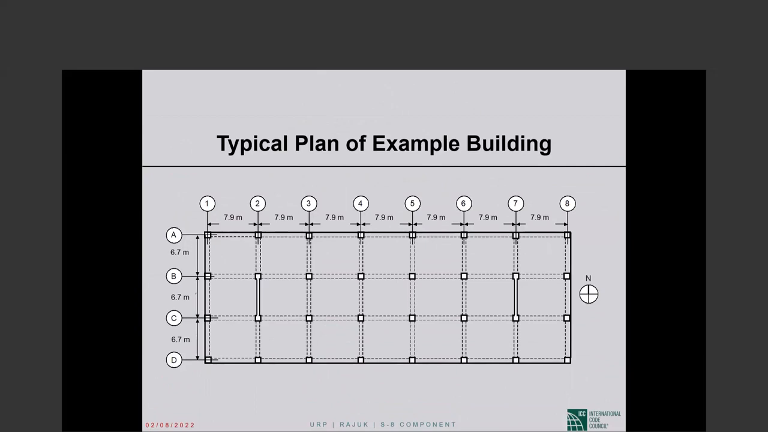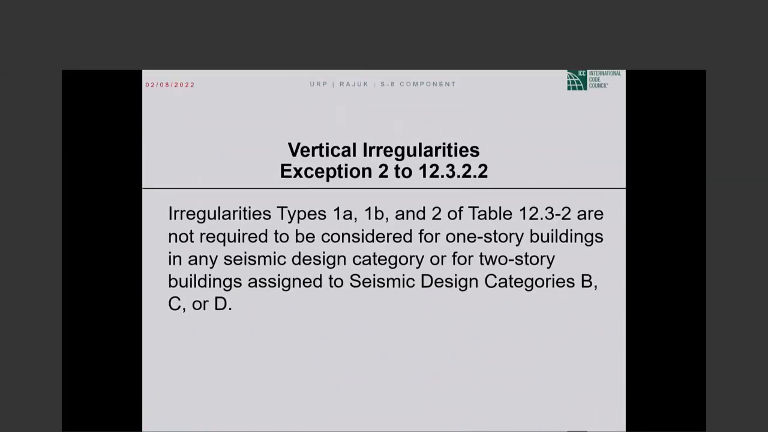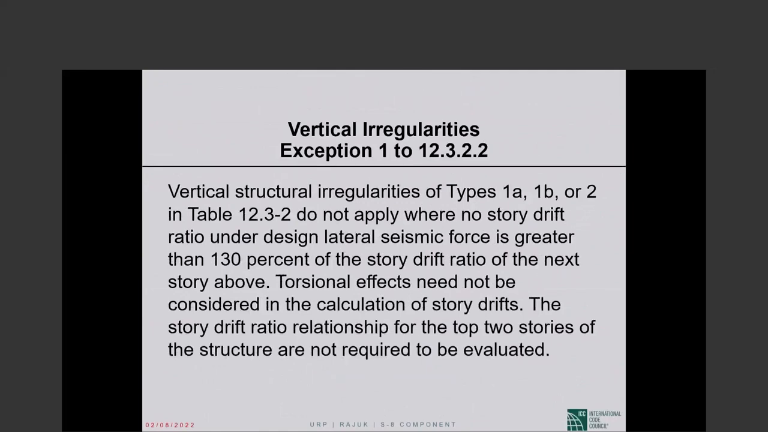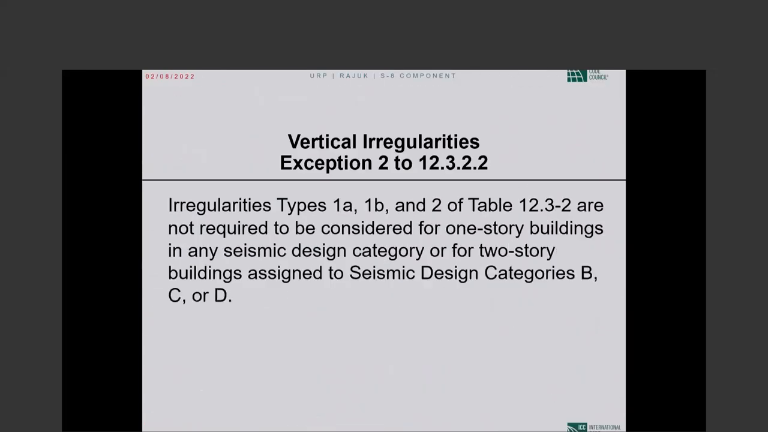Okay, this thing that I said is important. It gets you out of many binds. So 1A, 1B, and 2 do not apply when no story drift ratio under design lateral seismic force is greater than 130% of the story drift ratio of the next story above.